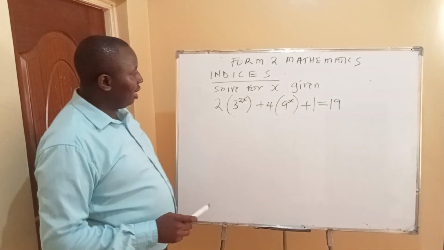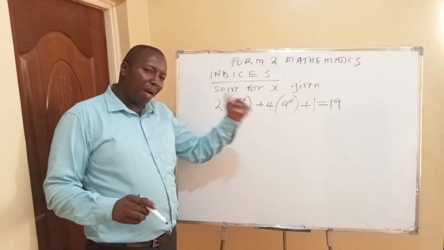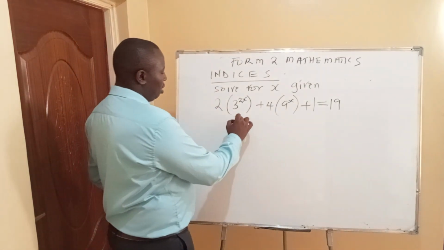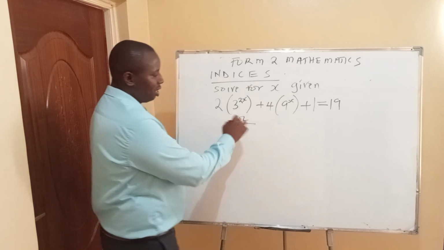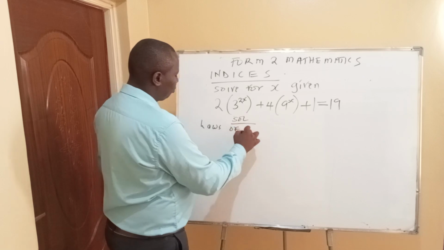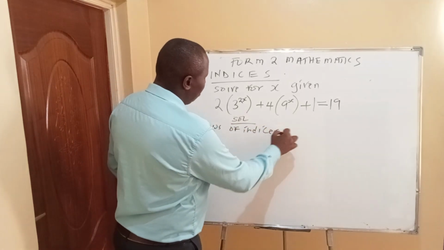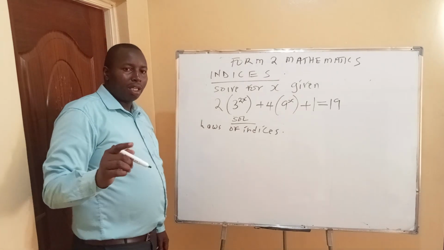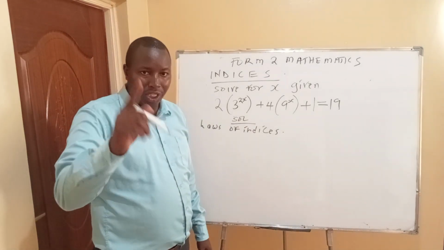So step number one is to identify: can you apply the rules of indices? Here, this is the solution or the working. The rules of indices. I want us to see if we can apply the first two rules of indices. One, the rule on multiplication of indices.